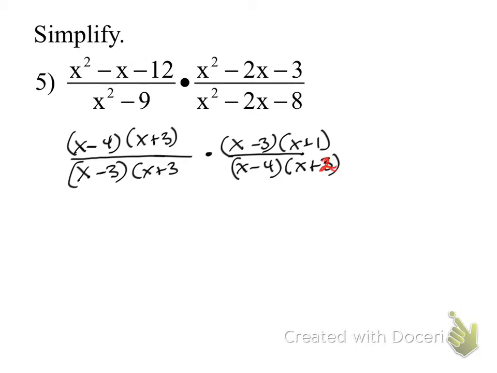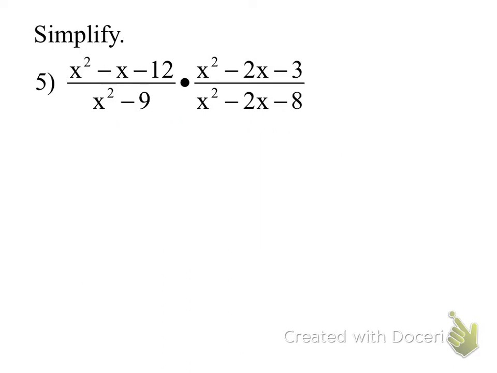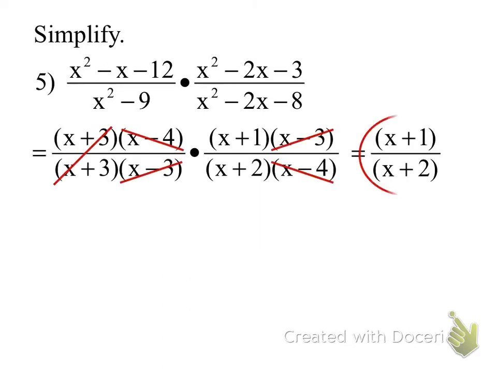Okay, what can we cross cancel? Jessa. X minus 4 and x minus 4. I'm left with a 1 and a 1. What else? Keep going. Let's go with Kaylee. Good. And what else? Keep going. Okay, I'm left with a 1. And my final answer should be x plus 1 over x plus 2. Questions?